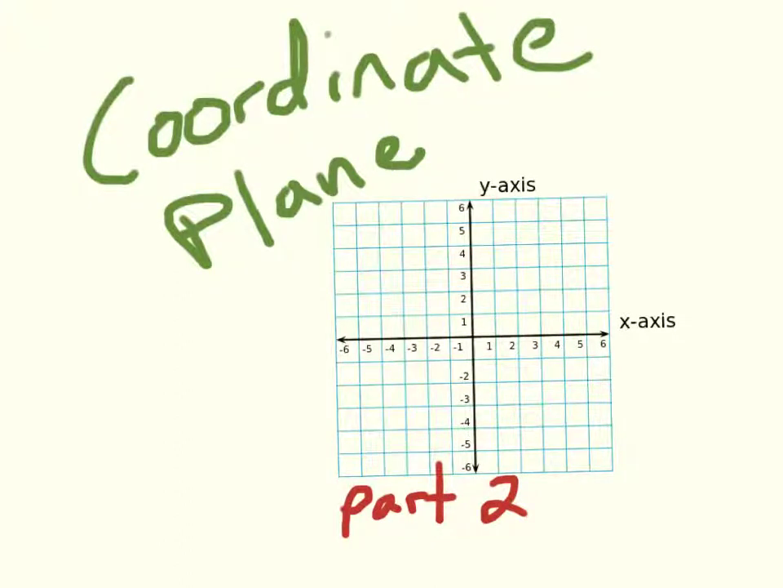Welcome to part 2 of the video on the coordinate plane. Make sure you follow along on your graph paper. In the first video, we mainly focused on what's called the first quadrant of the coordinate plane, only positive numbers. Now we're going to focus on all 4 of the quadrants. So you can already see that we've got some negative numbers in here in addition to the positive numbers.